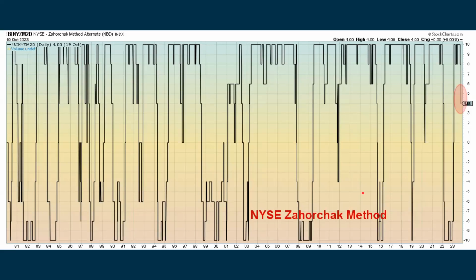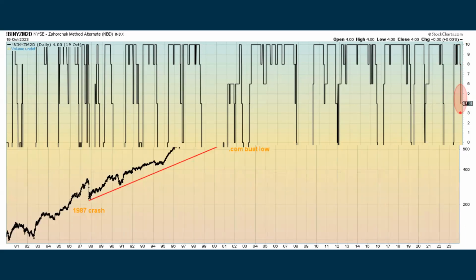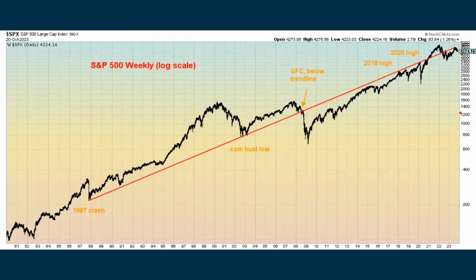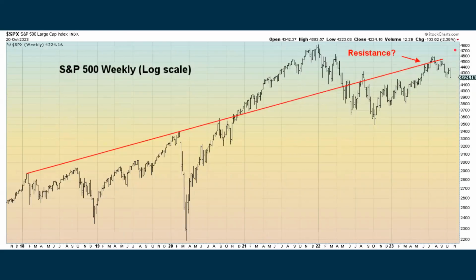This is a little bit of a concern. This Hozack method has been giving us a buy signal for most of 2023. With the weakness that we've seen over the last week, it's still positive, but it's dropping down from that strong buy signal. And then longer term, going back to the '87 crash, we're still below this long-term trend line. This is a weekly chart based on a log scale.